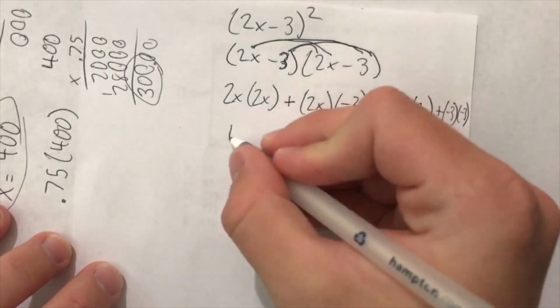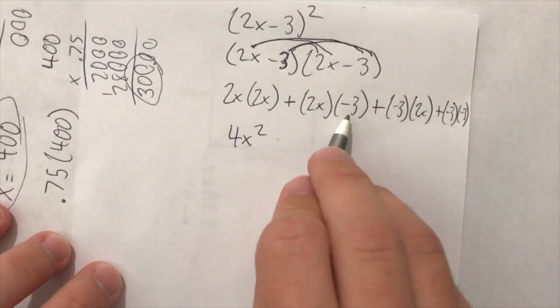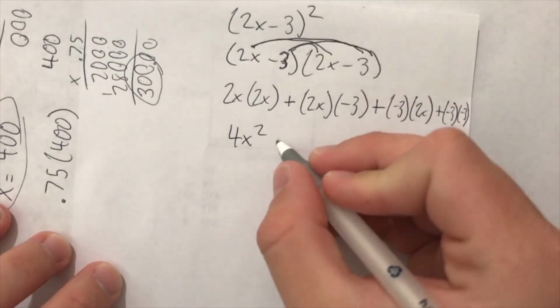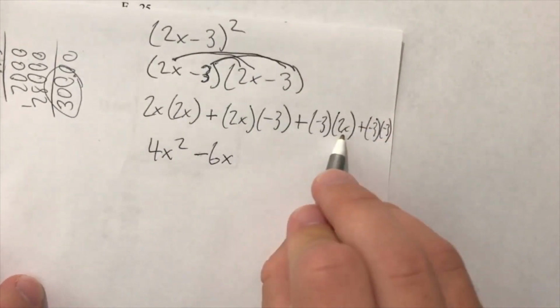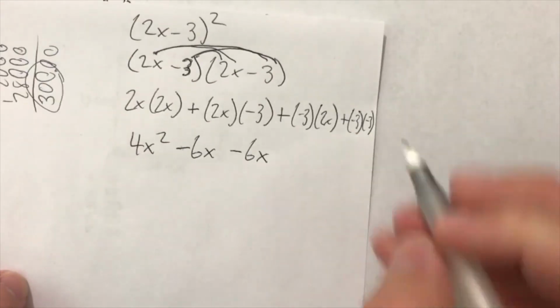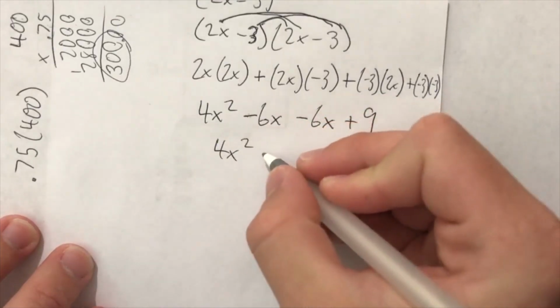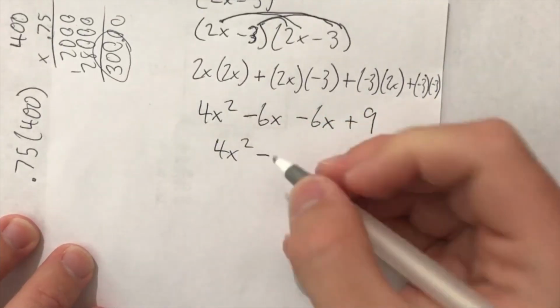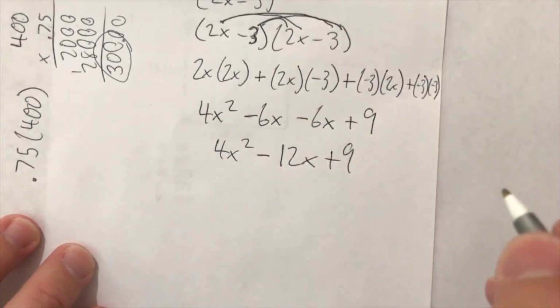2x times 2x is going to be 4x squared, right? And then 2x times negative 3 is going to be negative 6x. And then negative 3 times 2x is going to be another negative 6x. And then negative 3 times negative 3 is a positive 9. Okay? So then simplify even more. 4x squared minus 6x minus 6x is negative 12x. And we keep the plus 9.